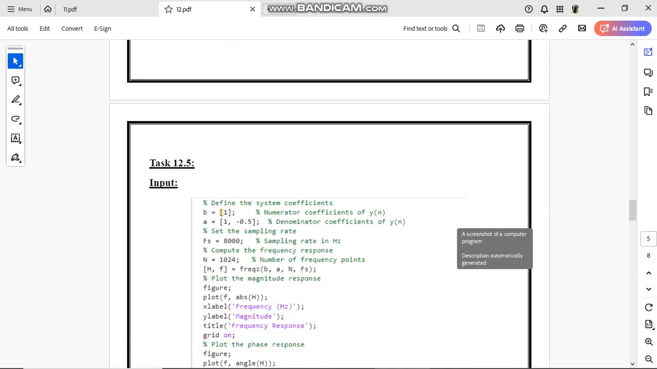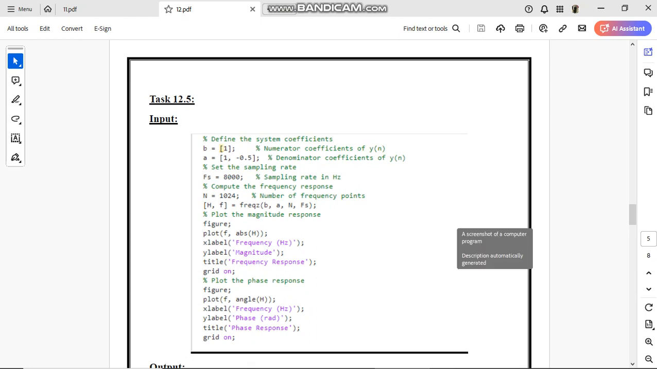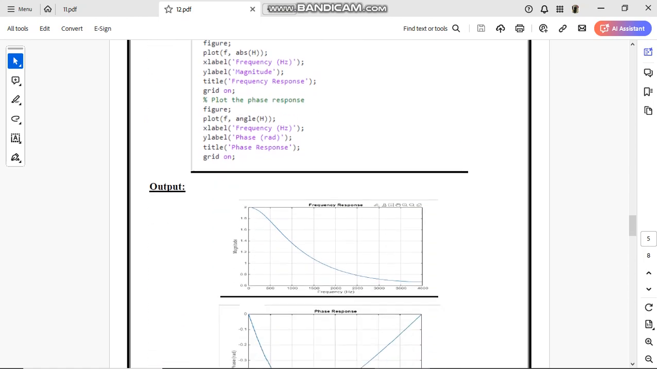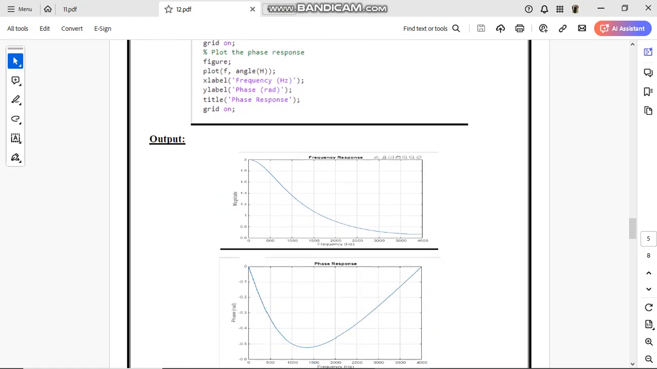Now the next task is 12.5, where I have defined the system coefficients, where the numerator coefficient of y of n, b, is equal to 1 and the denominator a is 1 and minus 0.5. Then I set the sampling rate, which is f equal to 8000. Then computed the frequency response, with the number of frequency points n equal to 1024. Then plotted the magnitude response as we did in the previous codes, and plotted the phase response same as the previous task. This is the output of the frequency response and the phase response.